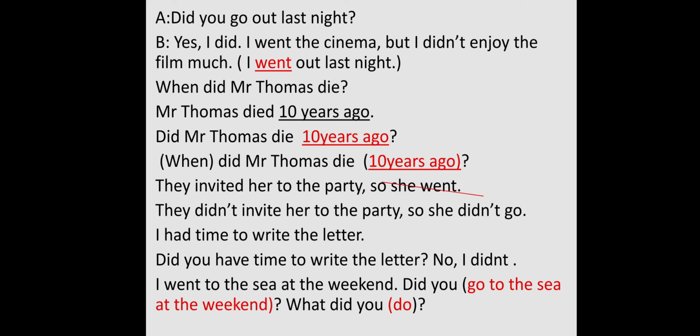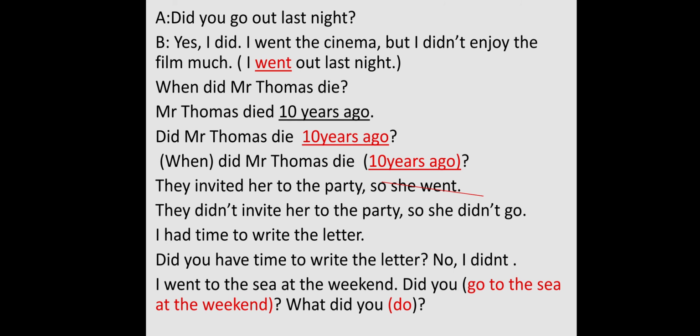We used do here to replace the verb. When we ask about the verb itself, we must use the form do in its place. If it is with ing, we use doing. If it is the base form like go, we use do.